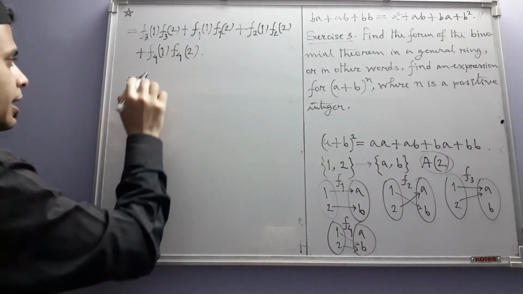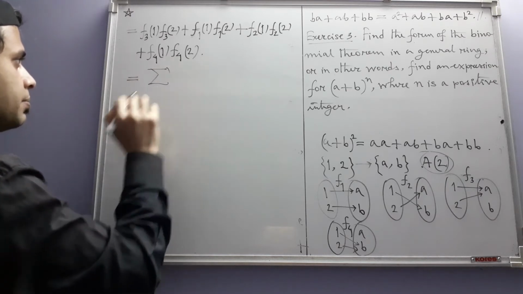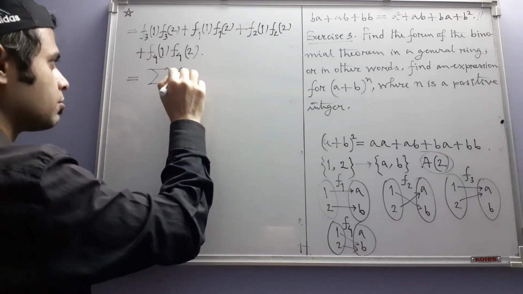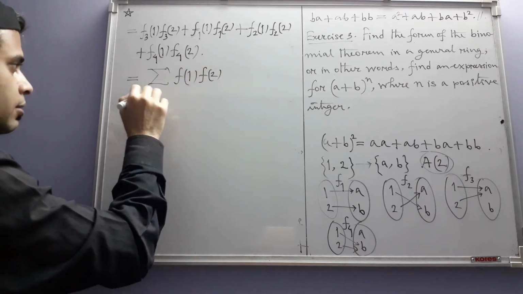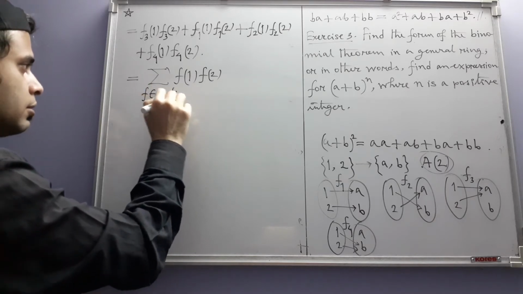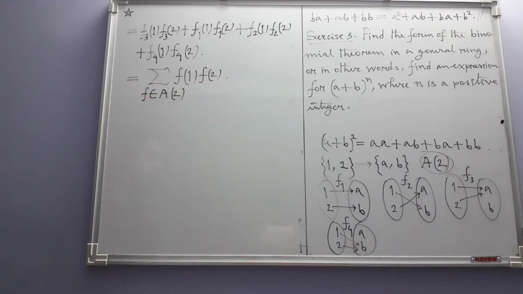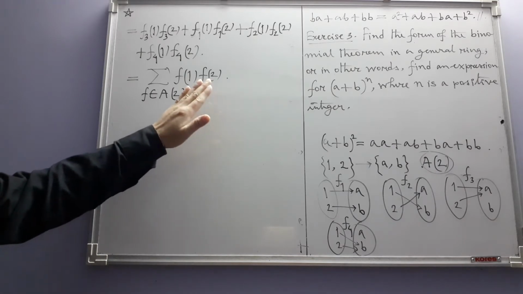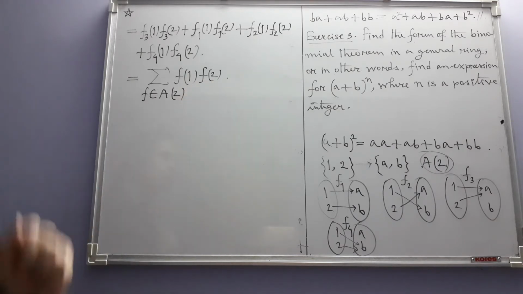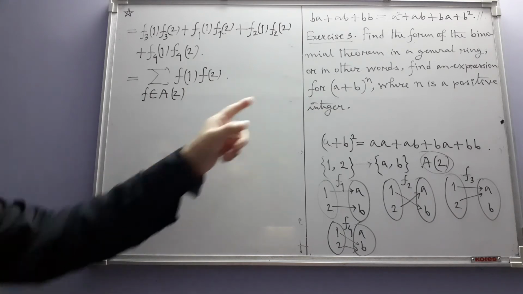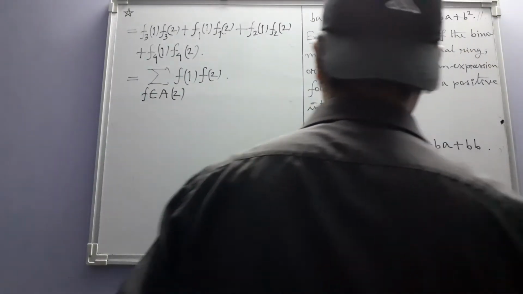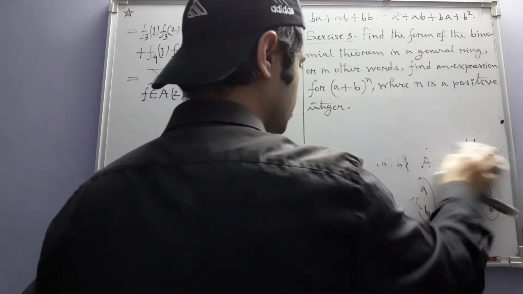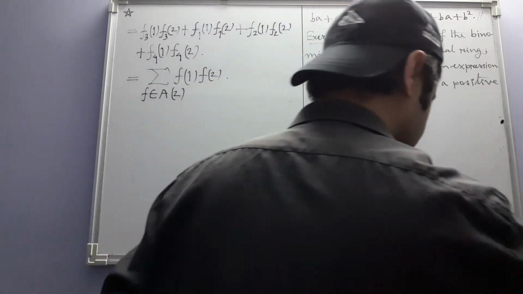Then using this, I can write this as a sum. What is the general term of the sum? F1, F2, where F is a function in A2. This is our Q, and taking this Q, we will now try to write the general expression for A plus B whole to the power n. It will be just like this, but in terms of n. So now our solution starts.